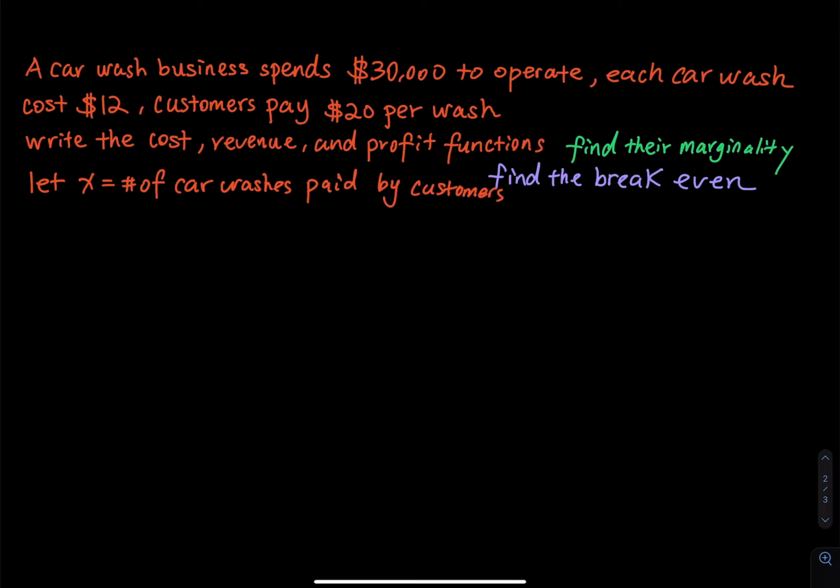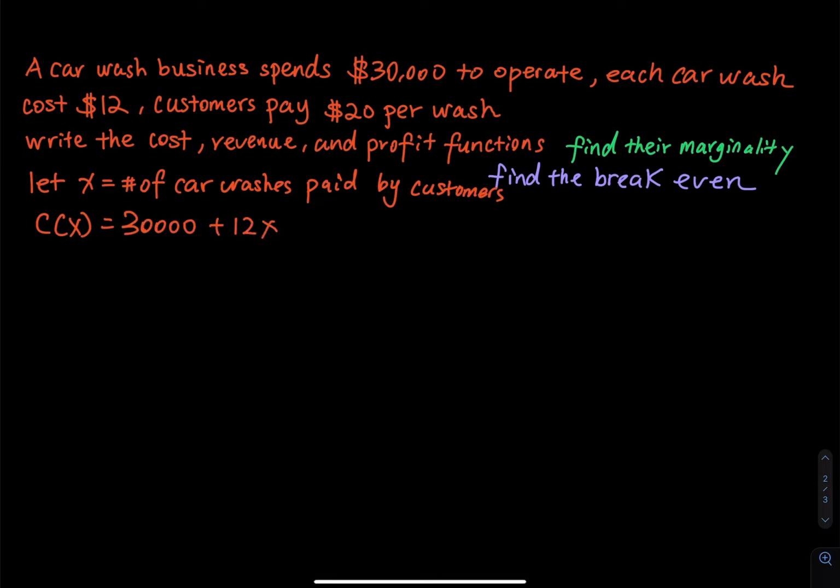What is the fixed cost? The fixed cost is $30,000. So even though you do nothing, you still have to pay $30,000. And then when you produce a car wash, you have to pay for the water, the soap, the equipment, the wax, labor, and so on and so forth. So that costs some money. How much? That would be $12. So as you produce car washes, you are going to add a few copies of $12 on top of your $30,000. Therefore, the cost function is C of x equals the fixed cost $30,000 plus 12x.